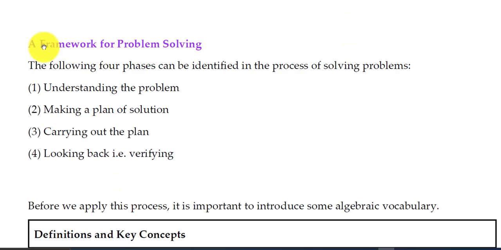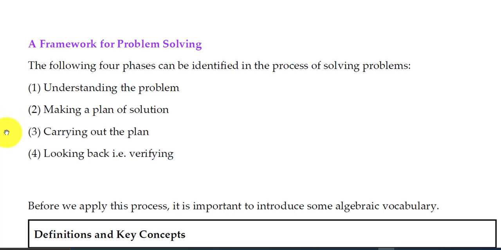Okay, so it says a framework for problem solving. The following 4 phases can be identified in the process of solving problems. And I think this kind of makes sense. 1, understand the problem, right? What problem are you trying to solve? 2, make a plan, right? How are you going to attack this problem? You should stop, think about what kind of plan you want to put together to solve the problem.